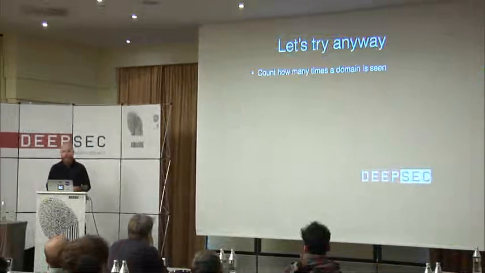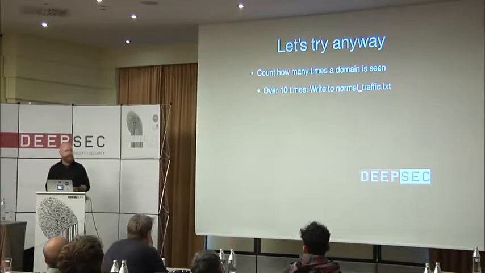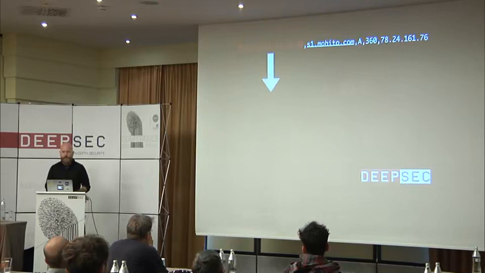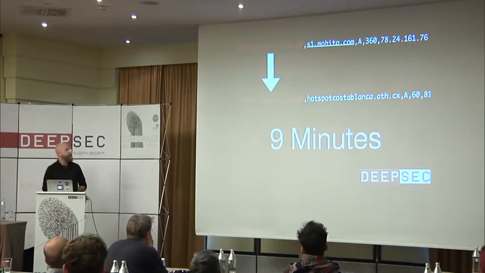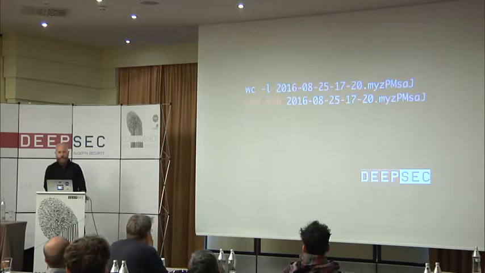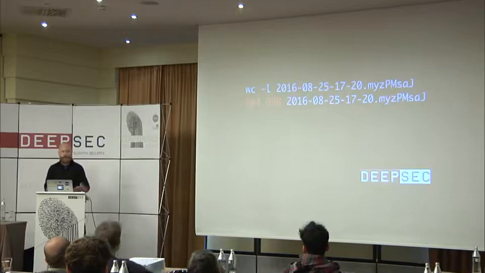So we're going to count how many times the domain's seen. Over 10 times, we're going to write to a file called normal traffic.txt. Under 3 times, write to suspicious traffic.txt. This file right here is 9 minutes long, starting with that one to there. So it's not really a lot, but then you look at the line count, it's 664, almost 670,000 requests. Some of them are duplicates, so it's not all unique.